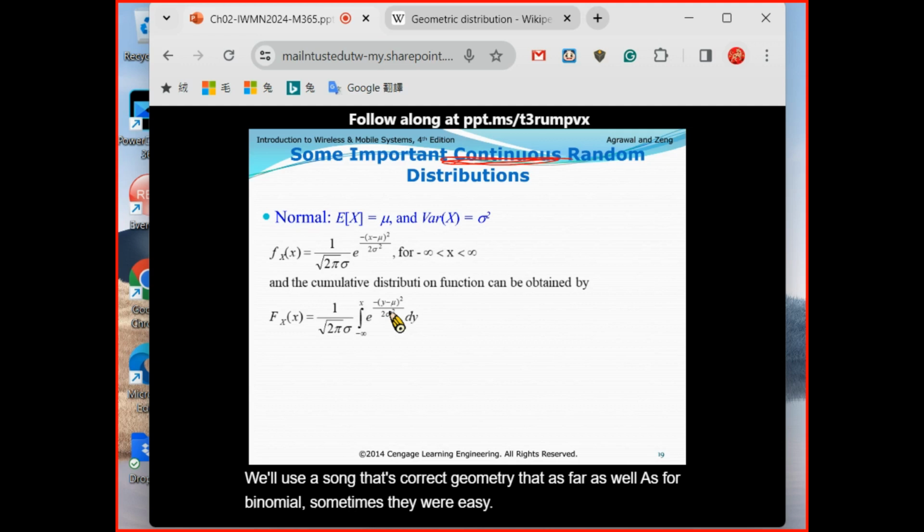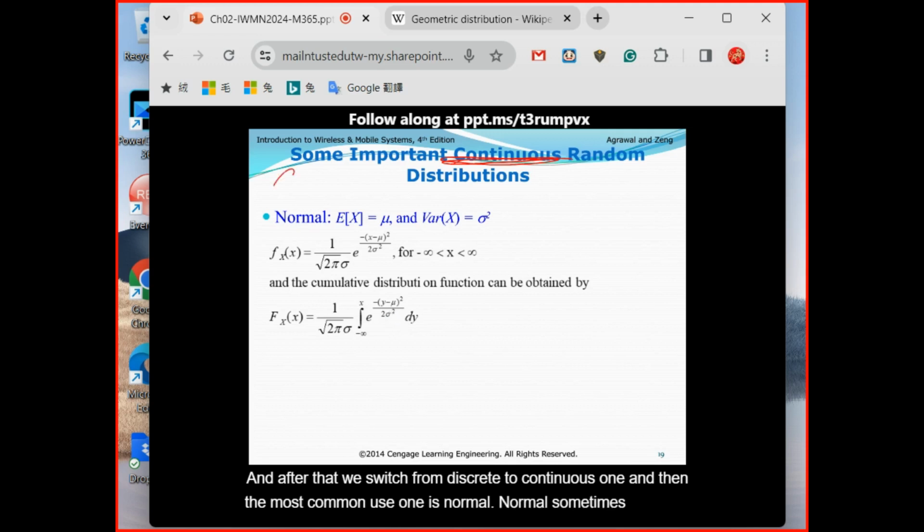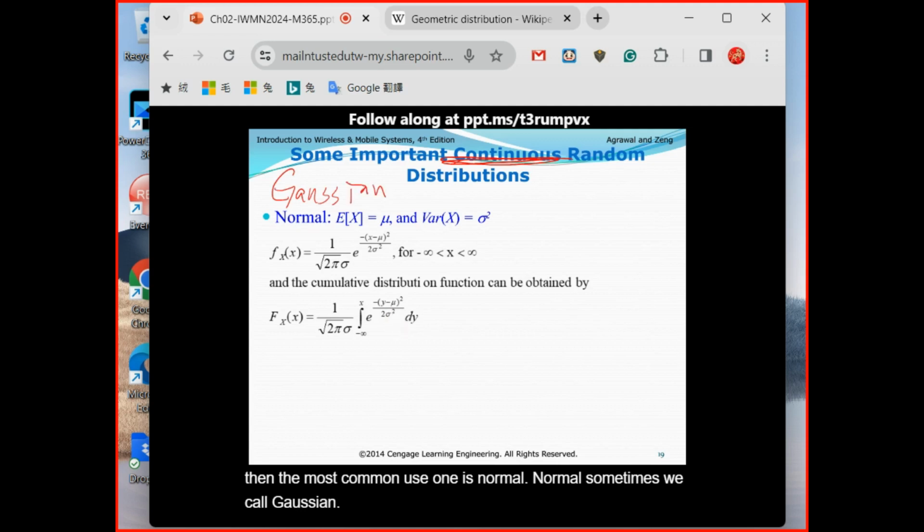And after that, we switch from discrete to continuous ones. The most commonly used one is normal. Normal, sometimes we call Gaussian. Normal or Gaussian, and we will have the specific distribution.